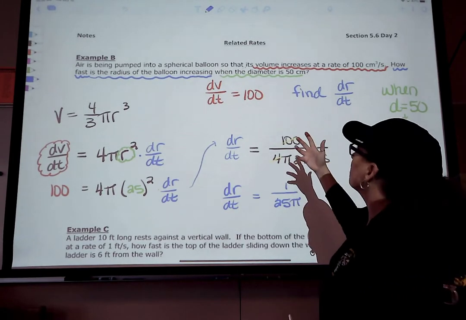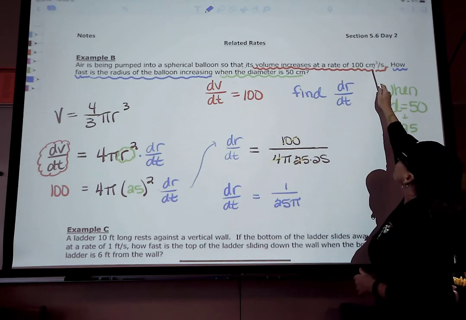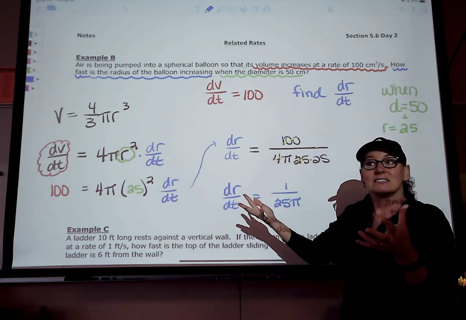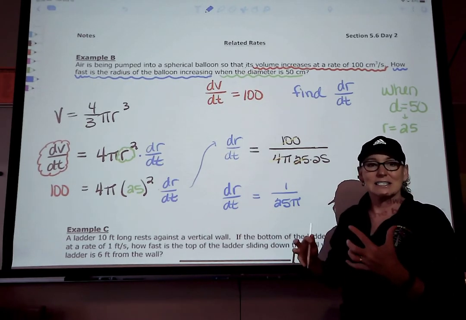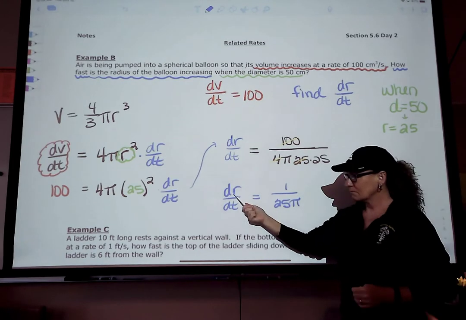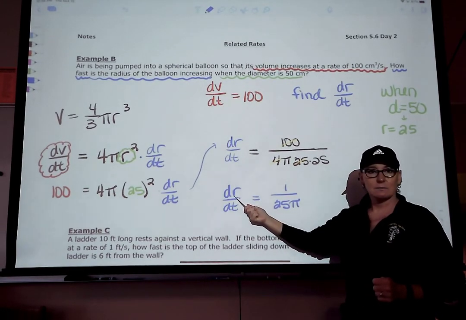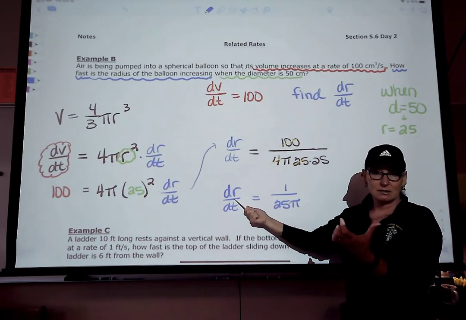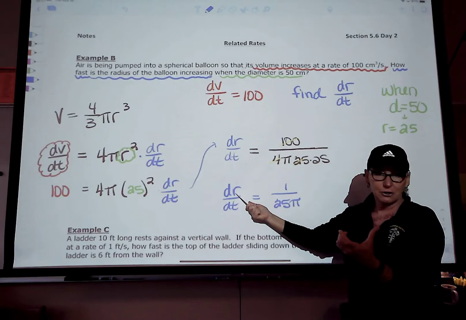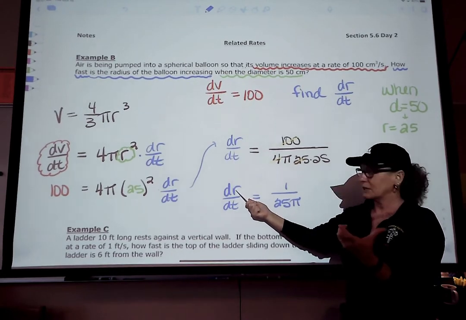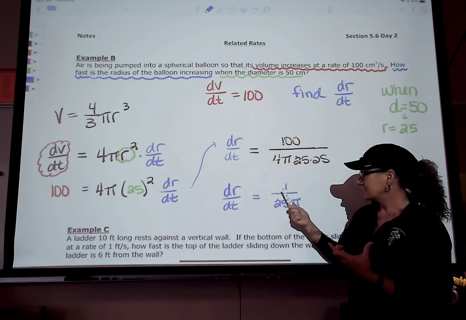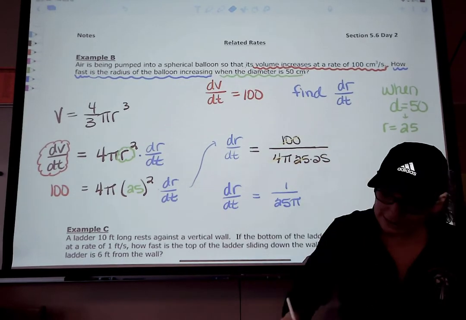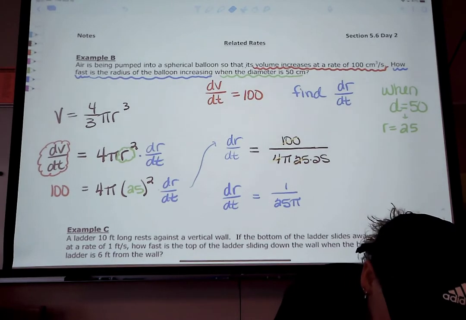Let's see. What are my units that I have? Okay, so volume is cubic centimeters per second. My length measurement is centimeters. My time measurement is seconds. Radius is a single length measurement. It's not area, so it wouldn't be square units. It's not volume, it wouldn't be cubic units. It's just linear units. So this is my answer, and my units are plain centimeters per second.